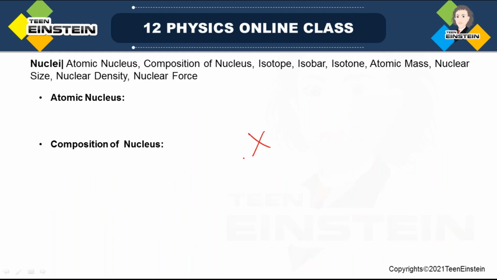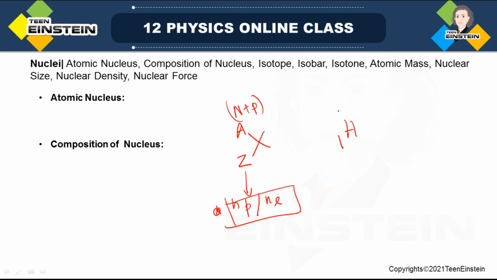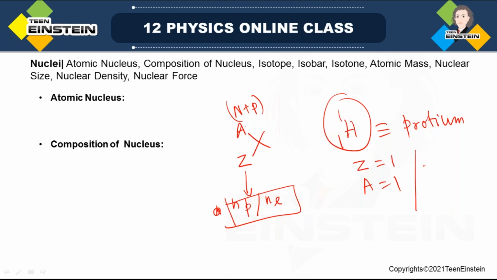So I'll write once again. See, the composition will be written as, this is Z, the atomic number, and this is mass number. Okay, atomic number is the number of proton or electron both. Number of proton and number of electrons are equal to Z. This is the N plus P. So see, we had this equation for hydrogen. This is called protium. So this protium has Z 1, A also 1. Then see here, neutron is 0. Okay, so this is the simplest atom we have in the periodic table, 1H1. So this does not have any neutron.